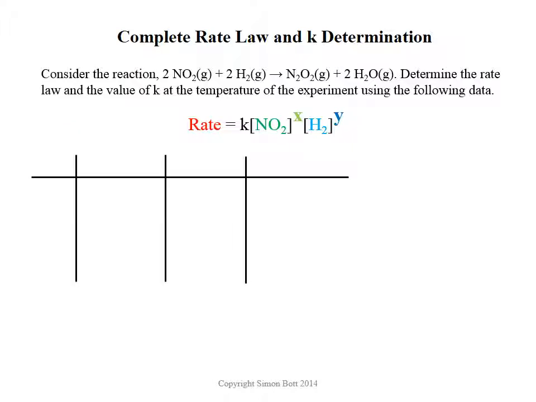Okay? So we'll set up a pretty little table, and we're going to do some experiments in which we look at different initial concentrations of the NO2, first reactant, different initial concentrations of H2, the second reactant, and we're going to determine the rate. And the way we'll determine the rate is, of course, we will plot out the concentration against time of one of our reactants, or maybe one of our products, depending on what we can actually measure.